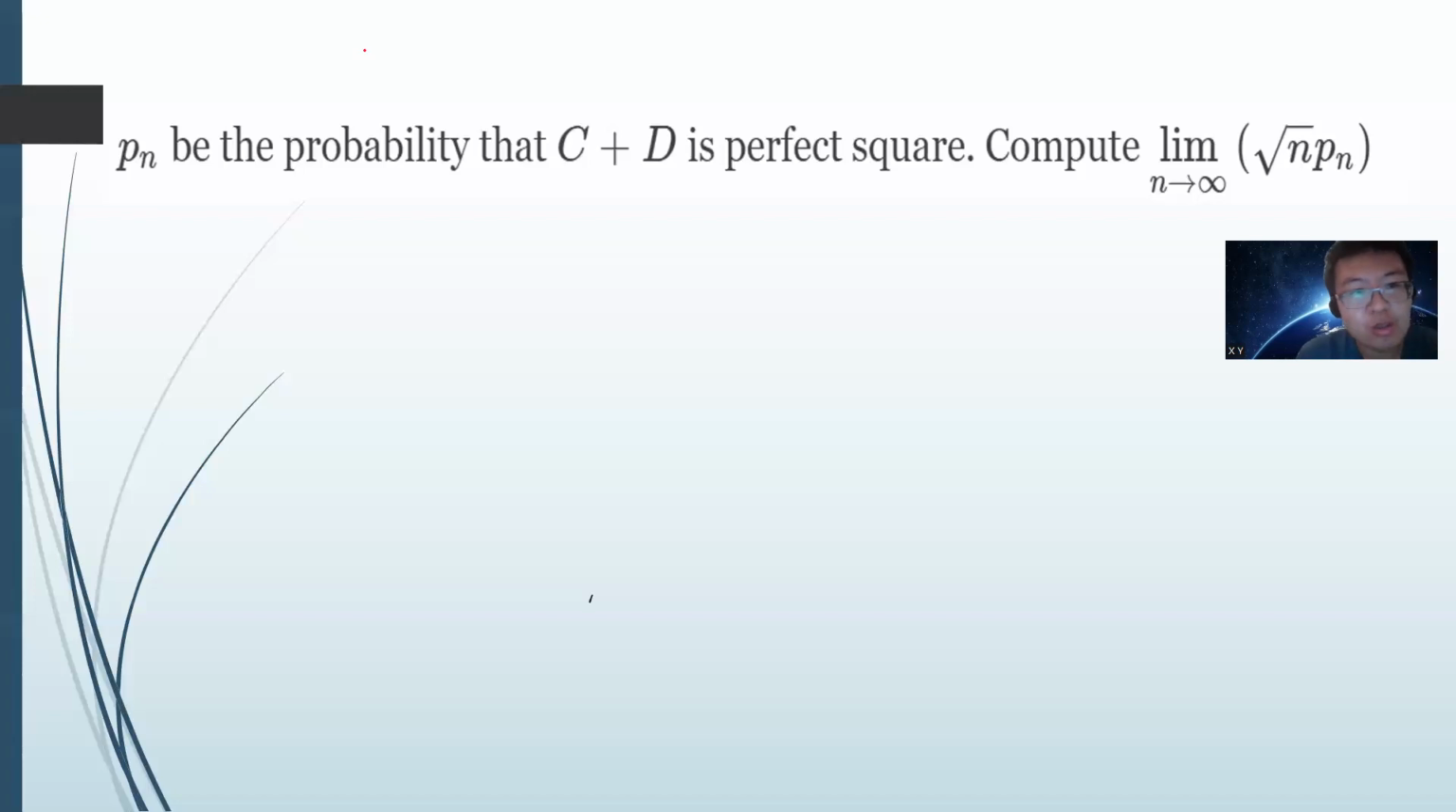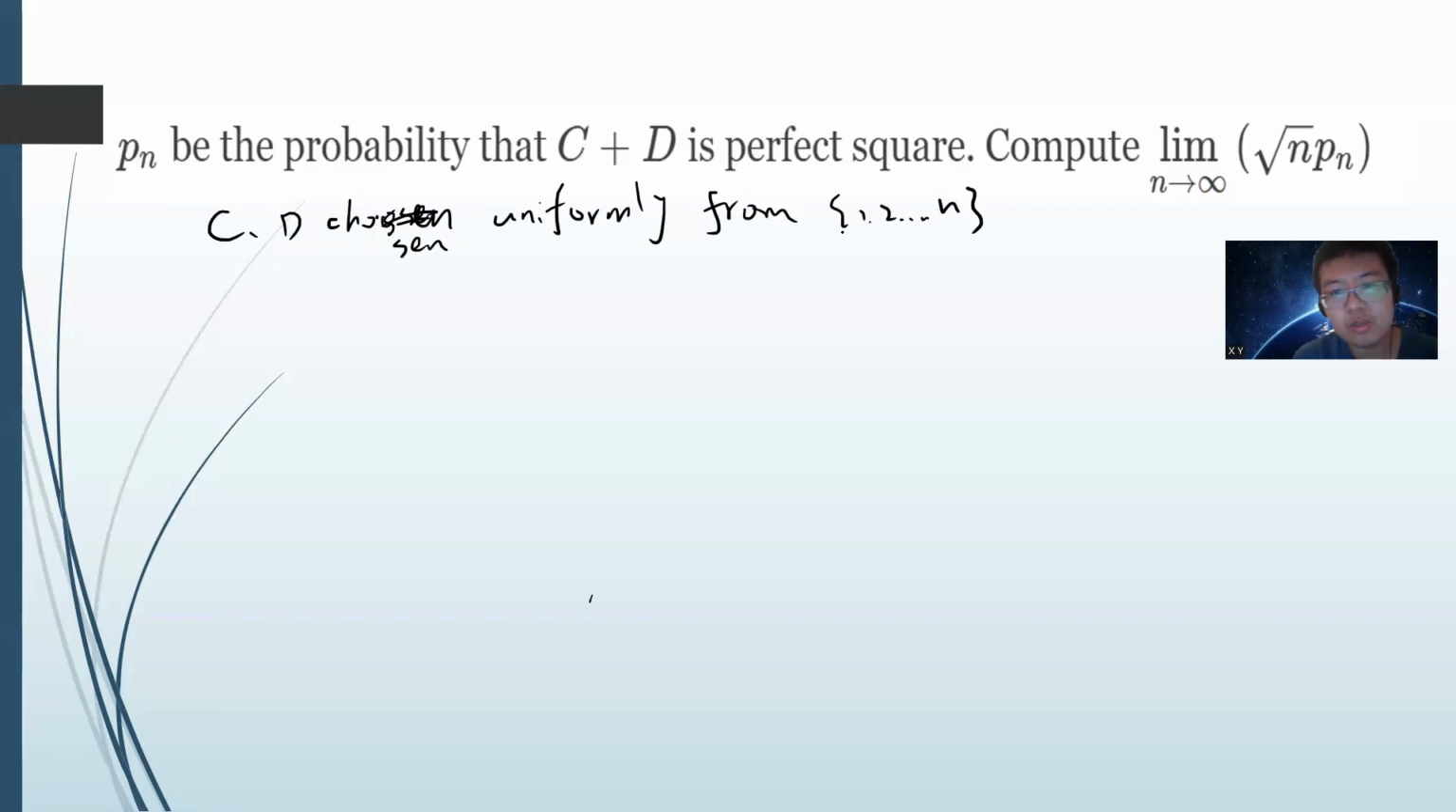Okay, so the problem: the probability Pn that C plus D is a perfect square, compute this. There is a criterion that I didn't write: you need to choose C and D uniformly from 1 to n.